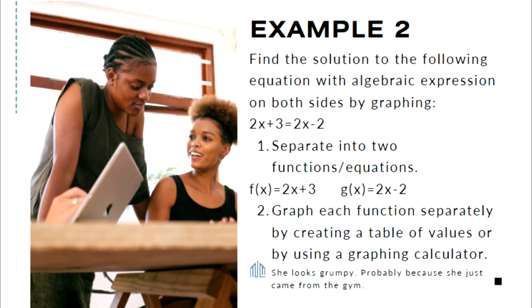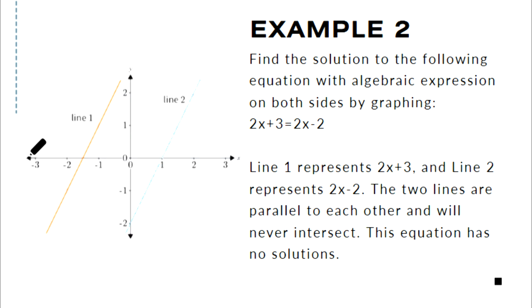Okay, example 2. Find the solution to the following equation with algebraic expression on both sides by graphing. So first, separate it into two functions right there, f of x and g of x. Graph each function separately by creating a table of values or by using a graphing calculator. Use your brain, people. You end up with this graph. And to find the solution, line 1 represents 2x plus 3 and line 2 represents 2x minus 2. The two lines are parallel to each other and they will never intersect, so this equation has no solutions.